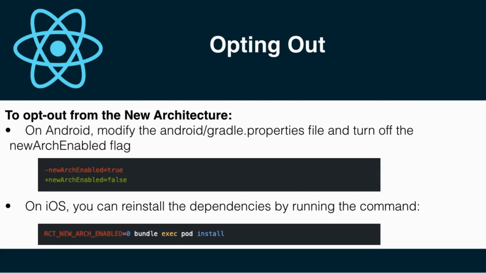Opting out. If for any reason the new architecture is not behaving properly in your application, there is always the option to opt out from it until you are ready to turn it on again. On Android, you need to modify the android/gradle.properties file and turn off the newArchEnabled flag. On iOS, you can reinstall the dependencies by running the command mentioned on the screen.